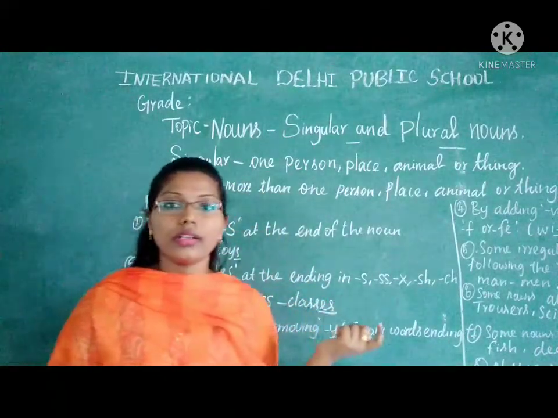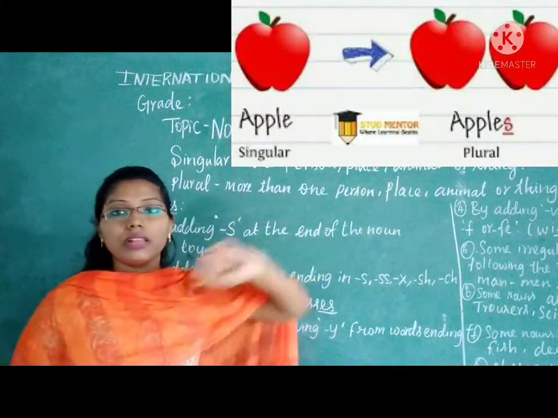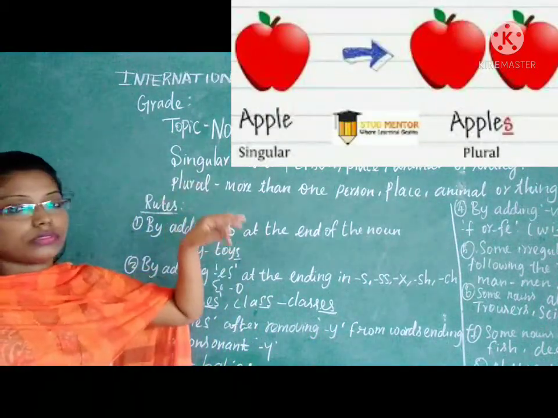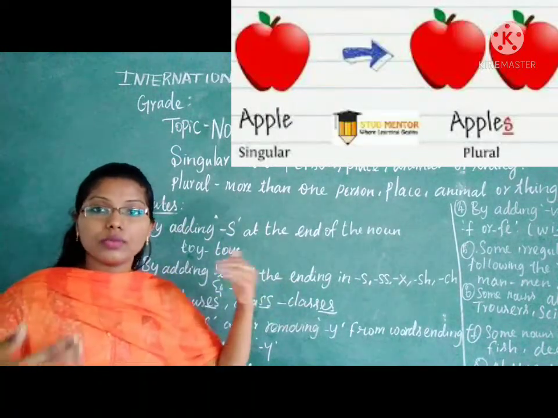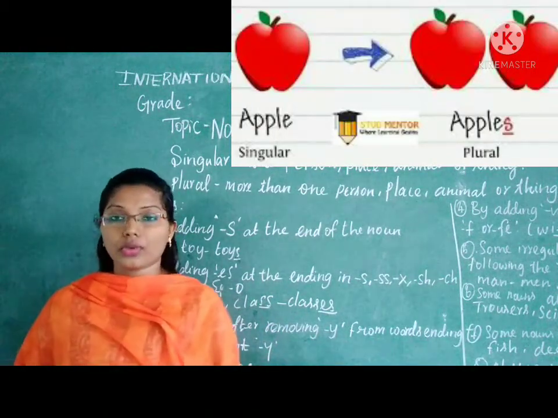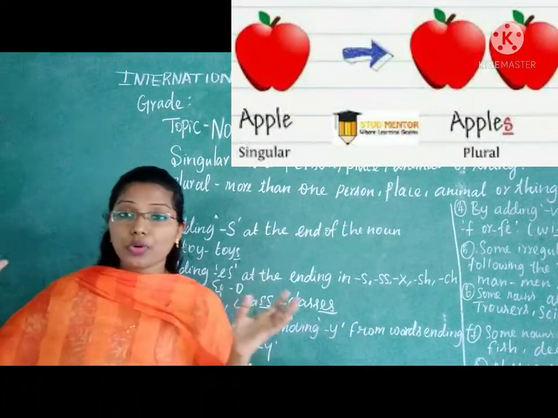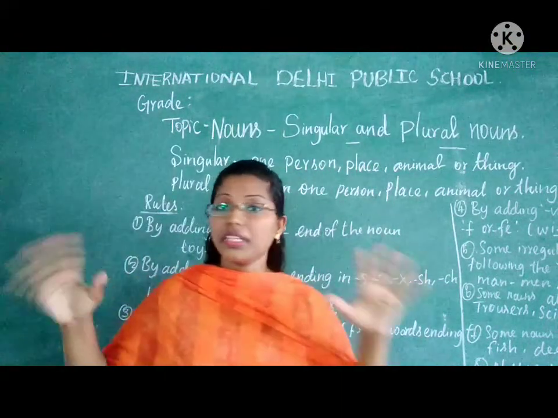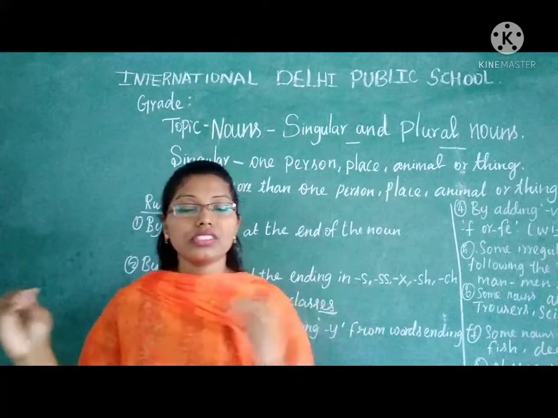What is a singular noun? A singular noun is used to indicate one person, one animal, one thing. These are called singular nouns. Then plural: more than one person, more than one animal, more than one thing is called plural nouns. For example, more than one means it's not only 2 or 3. It might be 100, it might be 10,000, it might be 10, right?